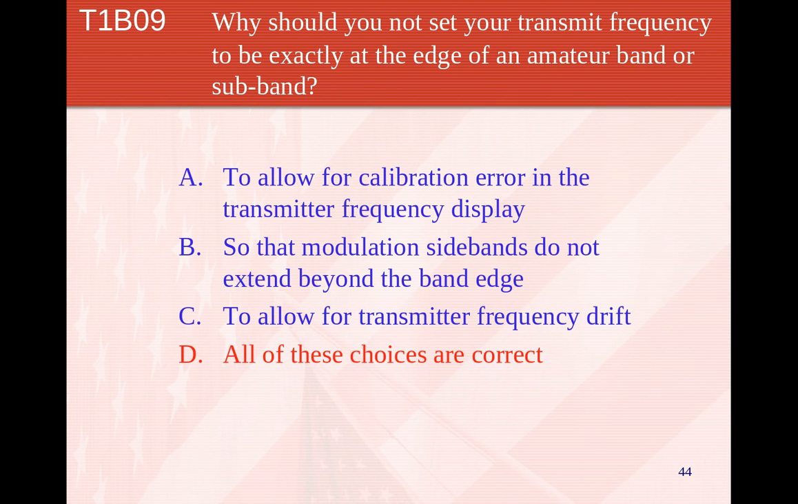Why should you not set your transmitter frequency to be exactly on the edge of the amateur bands or the subbands? All these choices are correct. It's to allow for the calibration error in the transmitter frequency display. It's so that the modulation sidebands do not extend beyond the band edge, and also to allow the transmitter frequency to drift. So all those answers are correct. So it's going to be D. All these choices are correct.